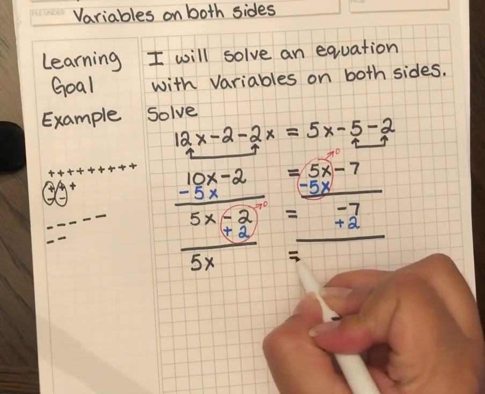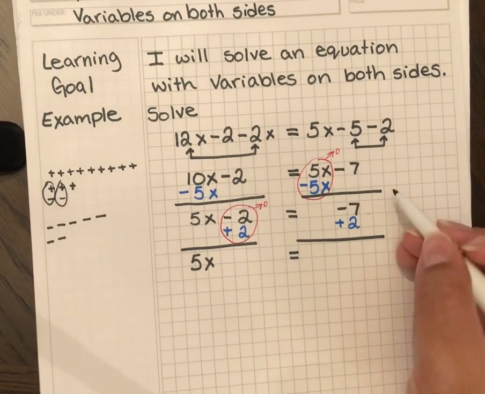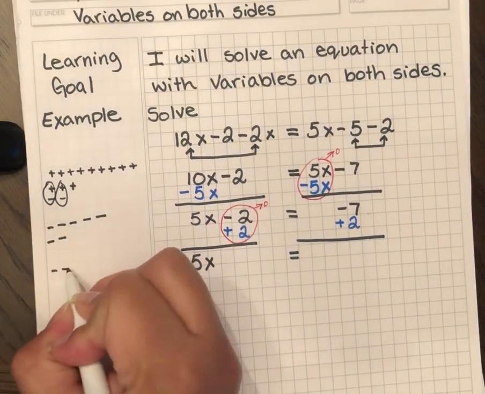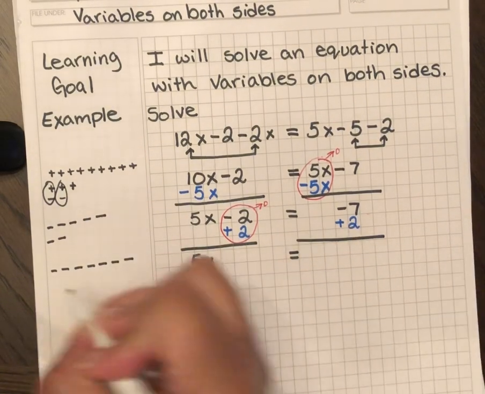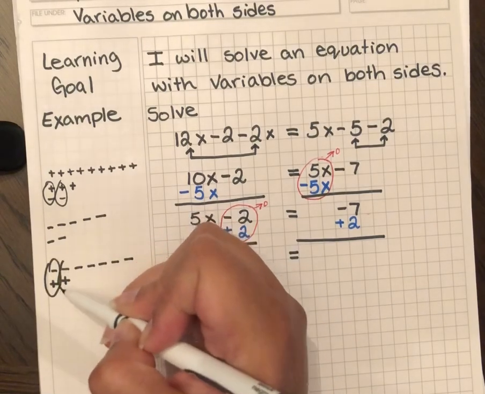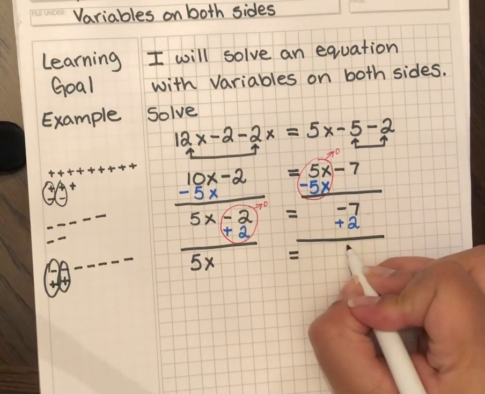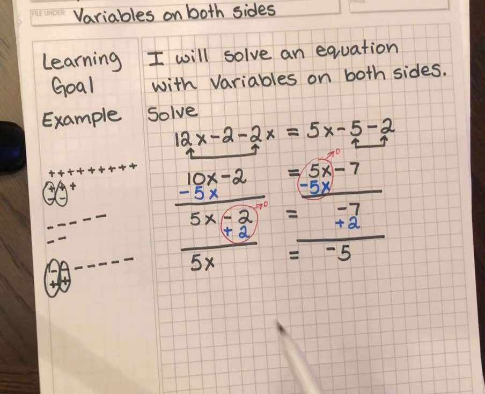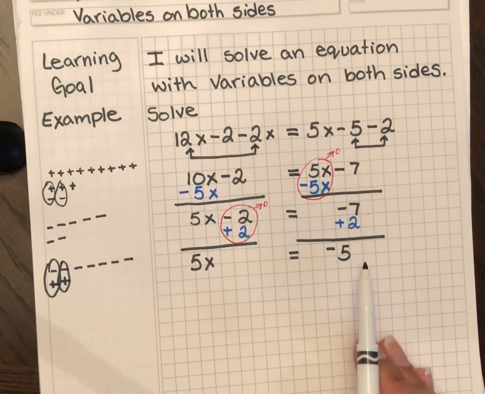Equal to, notice how organized I'm being with my equal signs. -7, 1, 2, 3, 4, 5, 6, 7, and 2 positives. 0 pair, 0 pair. So I'm left with 5 negatives. All right, so 5 x's equal 5 negatives.